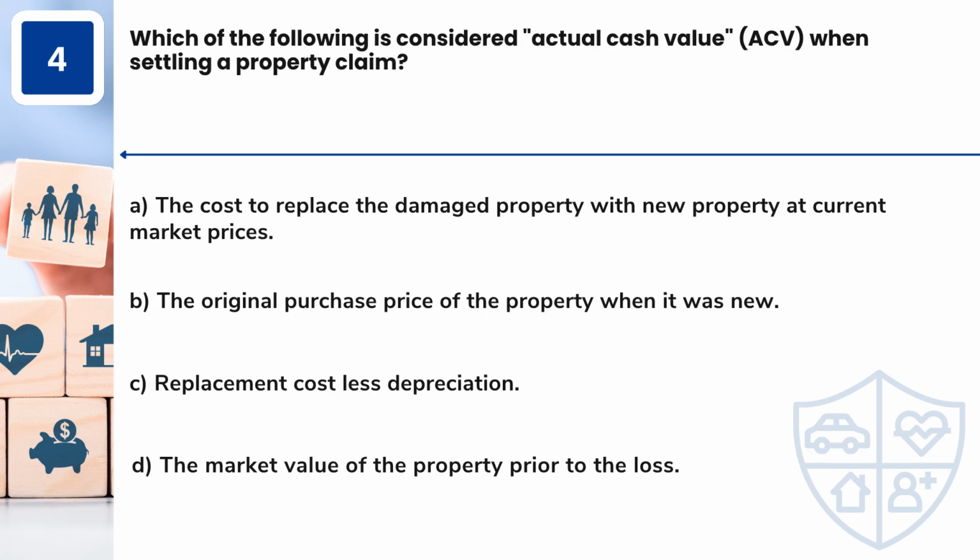Question 4. Which of the following is considered actual cash value, ACV, when settling a property claim? A. The cost to replace the damaged property with new property at current market prices. B. The original purchase price of the property when it was new. C. Replacement cost less depreciation. D. The market value of the property prior to the loss.